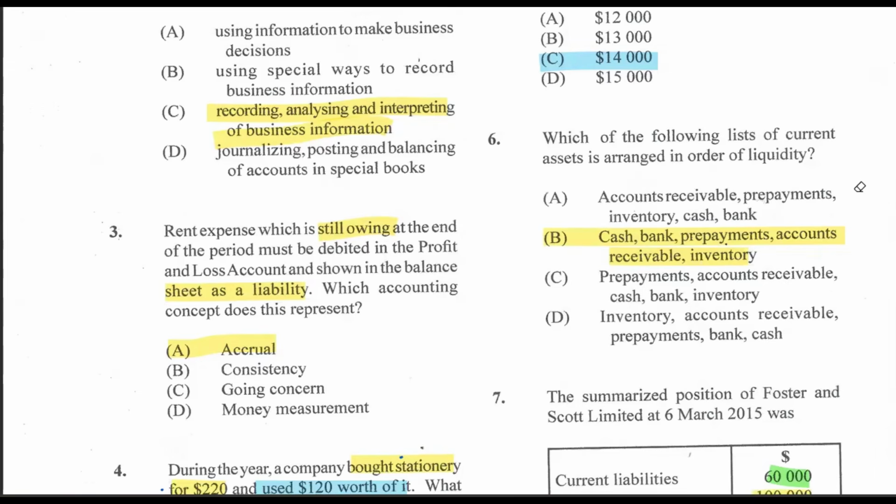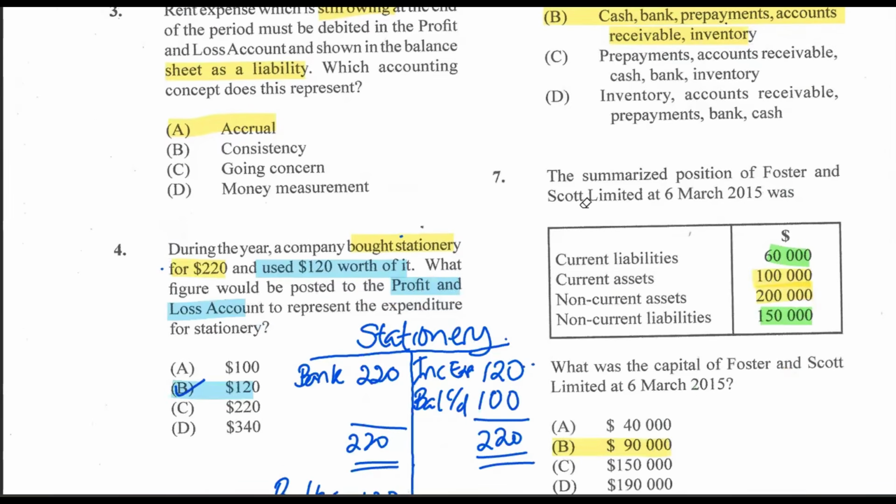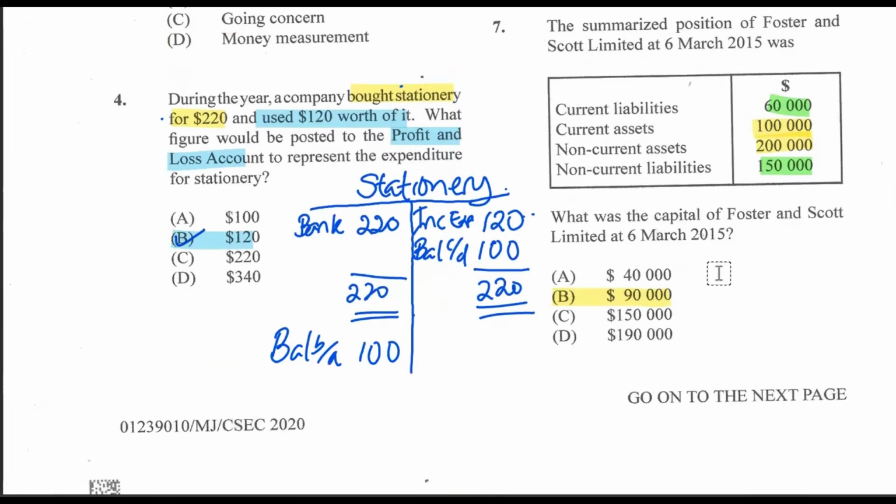Let's have a look. The summarized position of Foster & Scott Limited at 6th of March 2015 was as follows. What was the capital of Foster & Scott Limited at 6th of March? Alright, so you're asking us for capital. Now we all know the equation for capital. Capital is equal to your assets minus liabilities.